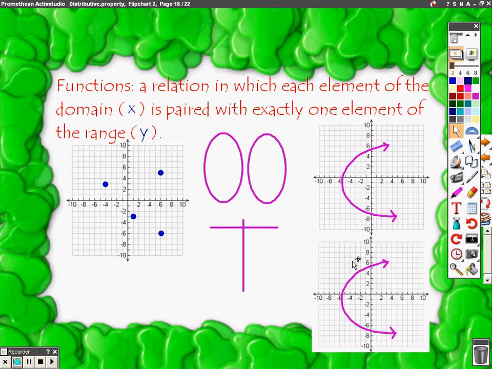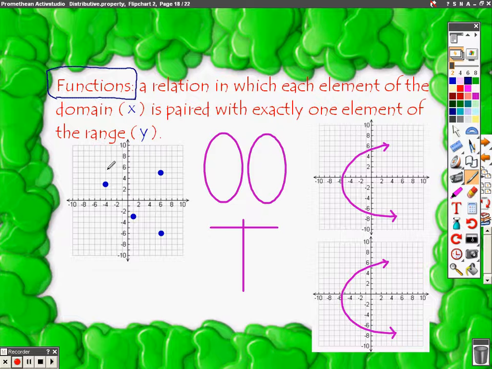We're going to be talking about functions. And what is a function? A function is a relation in which each element in the domain, which is the x, is paired with exactly one element in the range. So let's take a look.